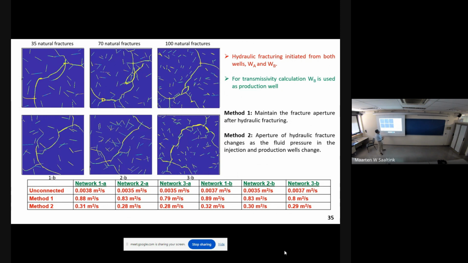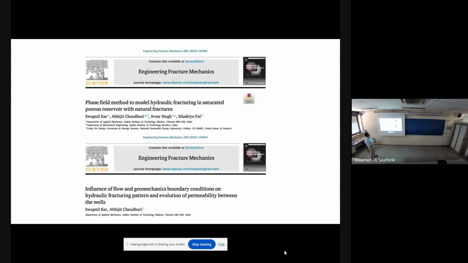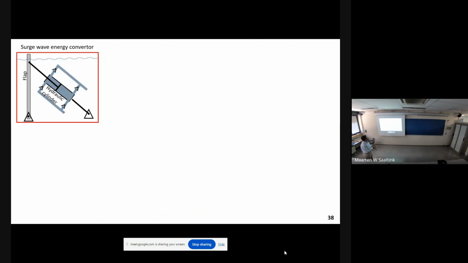It's an old slide, so I'm not going to go into it. Basically, permeability calculation is something which you incorporate in your model. Yeah, so I think this much. I should have one more, but I don't want to do it right now.